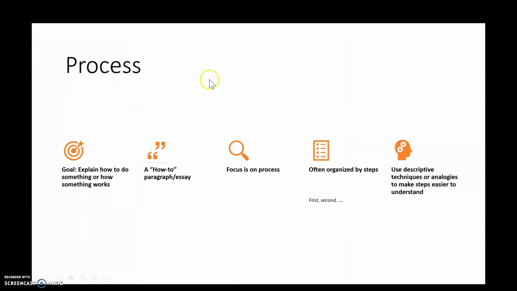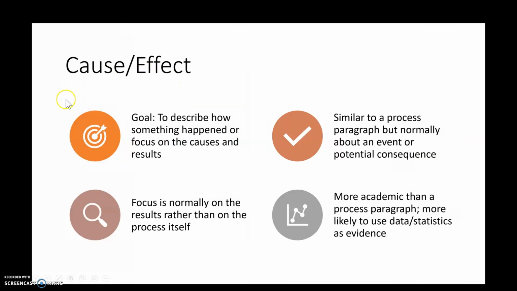A process paragraph, this is a fancy term for a how-to paragraph. So the goal is to explain how to do something or how something works. It's a how-to paragraph or essay. And the focus is on the process. The organization is often by steps. So first you do this, second you do this. And you tend to use descriptive techniques or analogies to make the steps easier for the reader to understand. We're not doing that in this class.